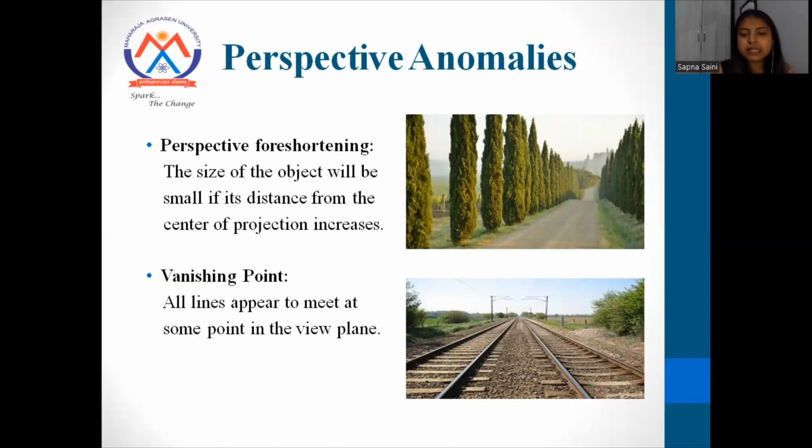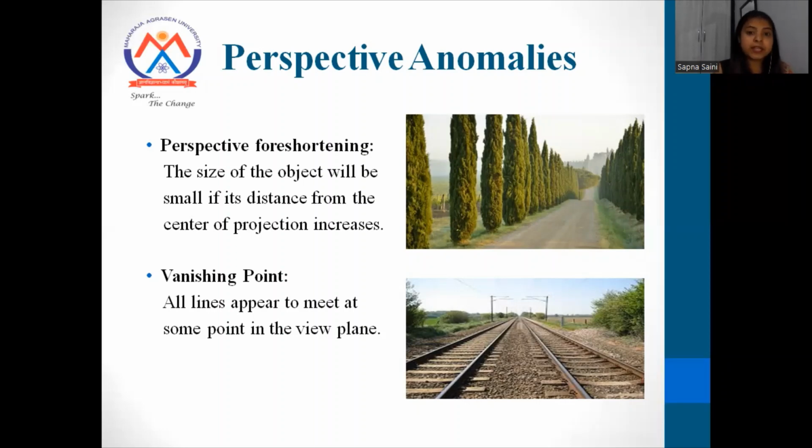And you can see in the second picture that all the railway lines appear to meet at a point. But is it possible in reality? No, it's not, because the railway lines are parallel. And if they are parallel and they appear to meet at that point in a picture, then we call that point the vanishing point.